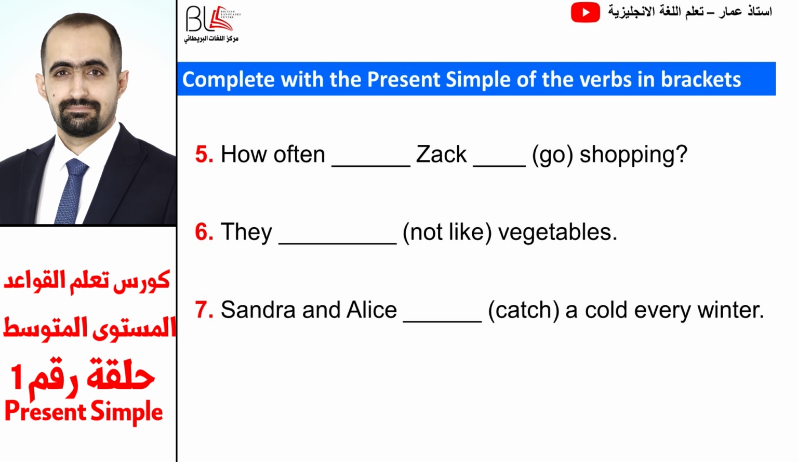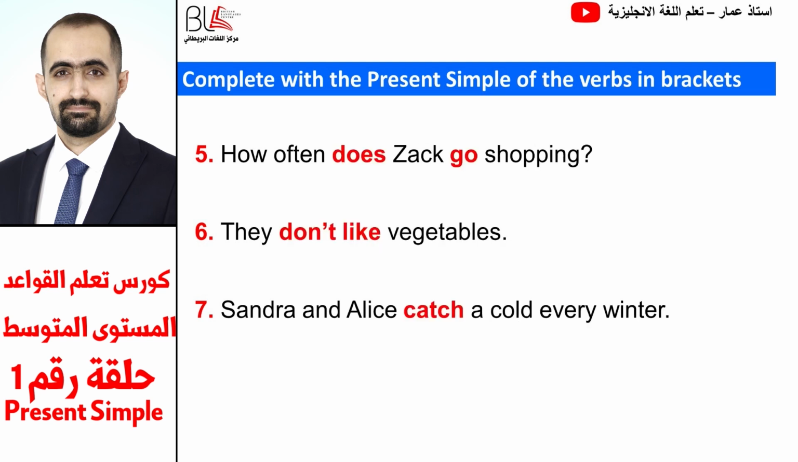Time is up. Now we look at the solutions. How often does Zach go shopping? They don't like vegetables. Sandra and Alice catch a cold every winter.